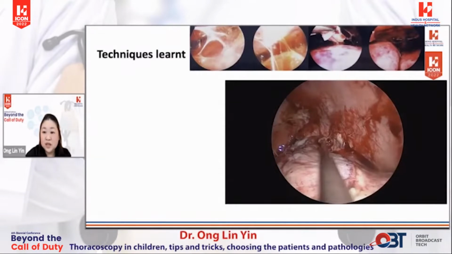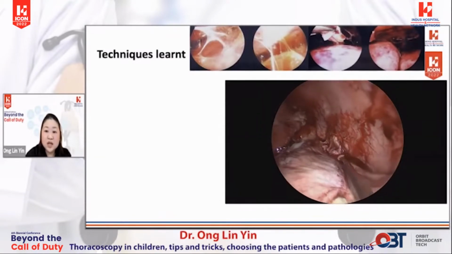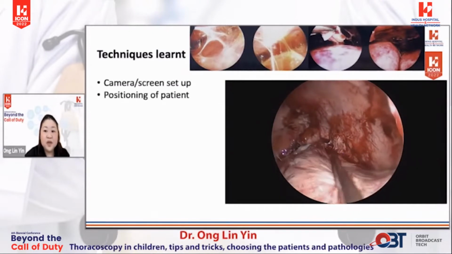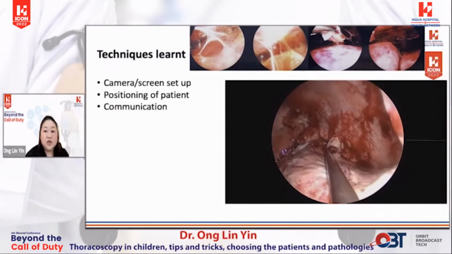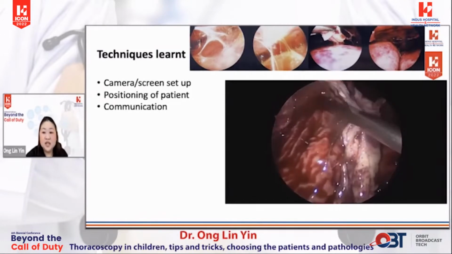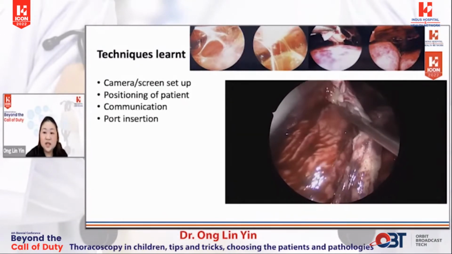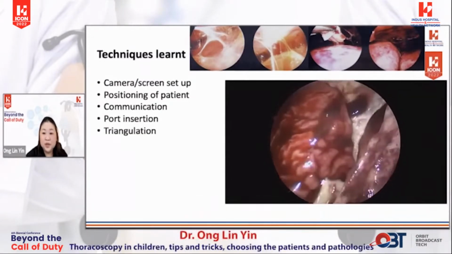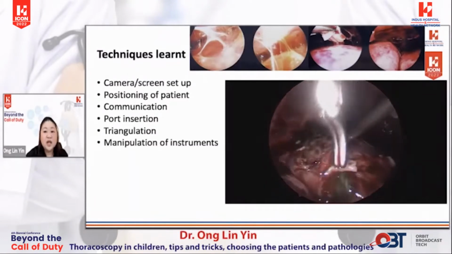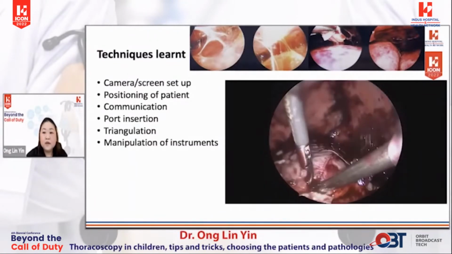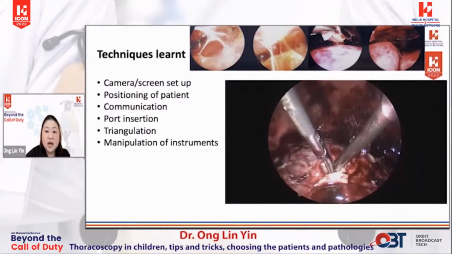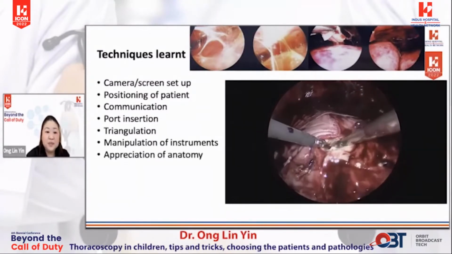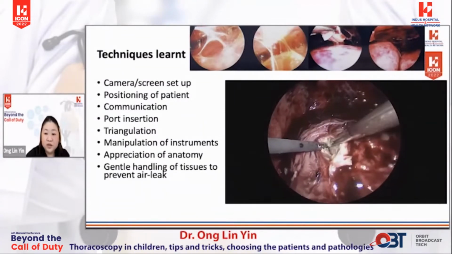When faced with a loculated collection such as this, the trainee can learn many techniques. This includes the camera setup, positioning of the patient, fostering good communication with anesthetists and nurses, how to select the site for the first port insertion, the technique of safe port insertion, techniques of triangulation, learning to work through viewing pathology from different angles, manipulation of instruments, appreciation of complex anatomy, and very gentle handling of tissues.